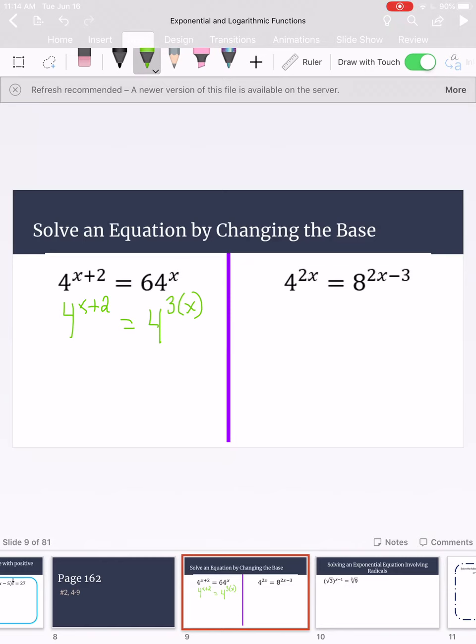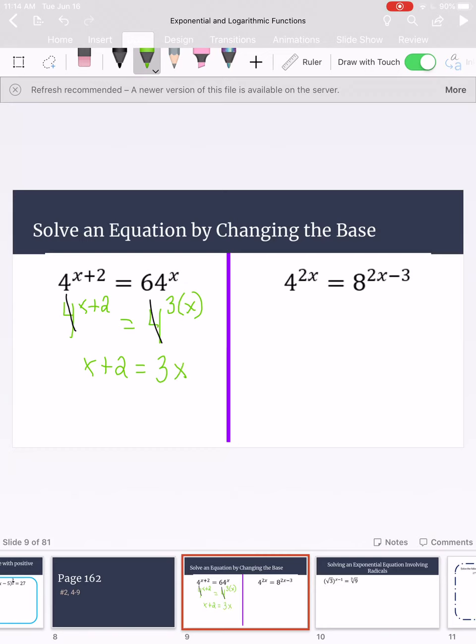When you have the same base on the left and the right-hand side of your equation, and you're not multiplying or dividing by anything else, so pretty much the left side and the right side look the same except for the exponents, we can cross out the bases. And now we just solve for the exponent. So we have x plus 2 equals 3x.